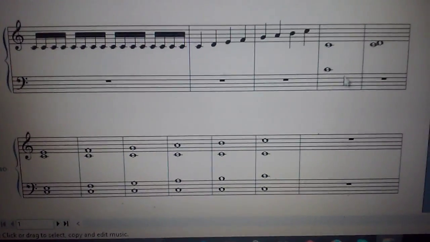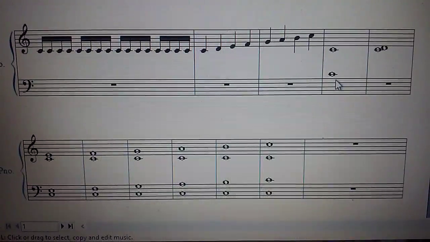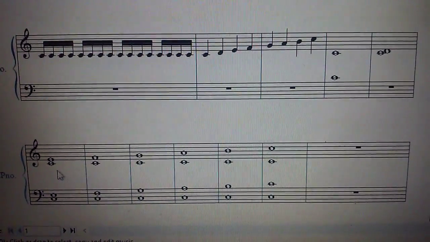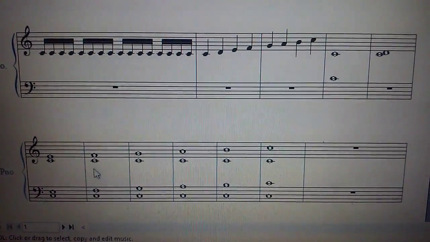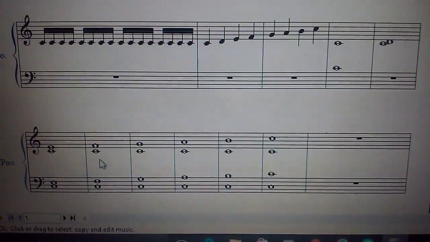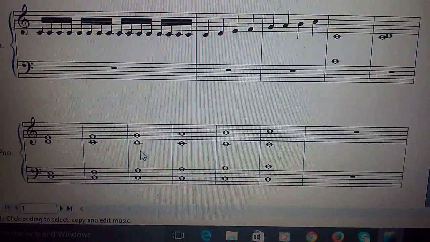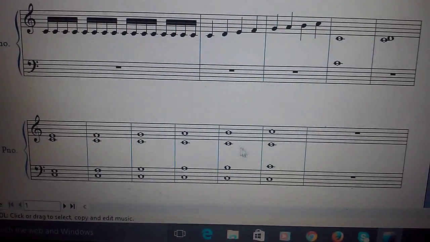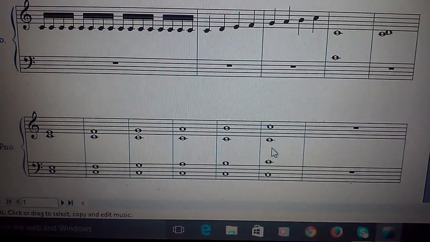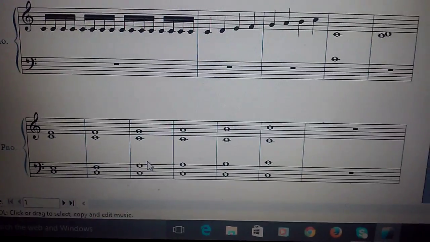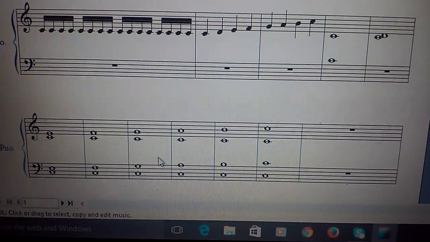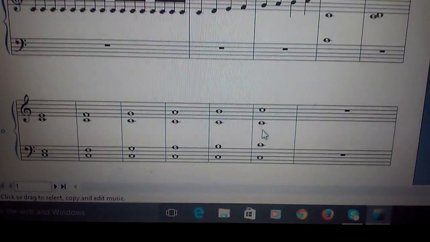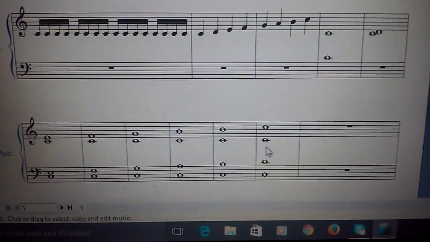So the first interval is a perfect unison. The second interval is called a major second. This is a major third. The fourth is called a perfect fourth, then perfect fifth, major sixth, major seventh, and perfect eighth, or octave. Now 1, 4, and 5 are perfect intervals. 1, 4, 5, and 8 are perfect intervals. All the other intervals are major.